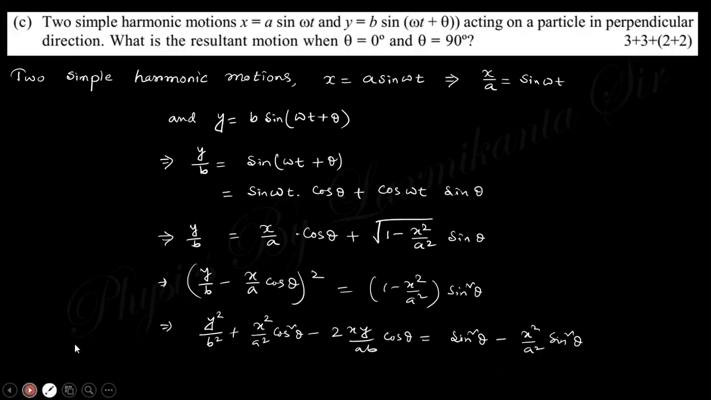Okay, next one. Two simple harmonic motions of a particle in perpendicular directions. What is the resultant at theta equal to 0 and theta equal to 90? So x equals this, so x by a equals sin omega t, and y equals this, so y by b equals this.